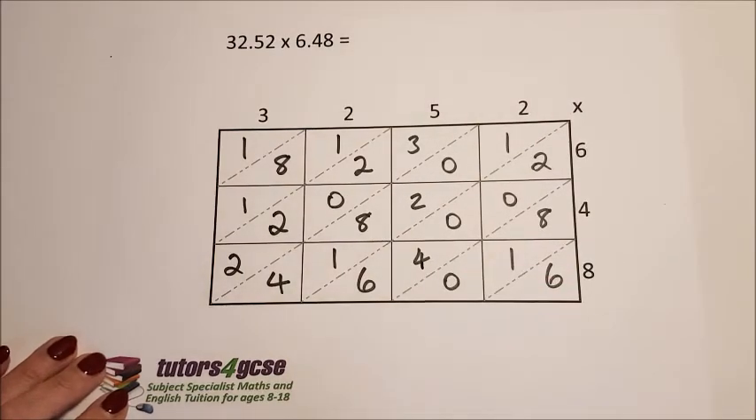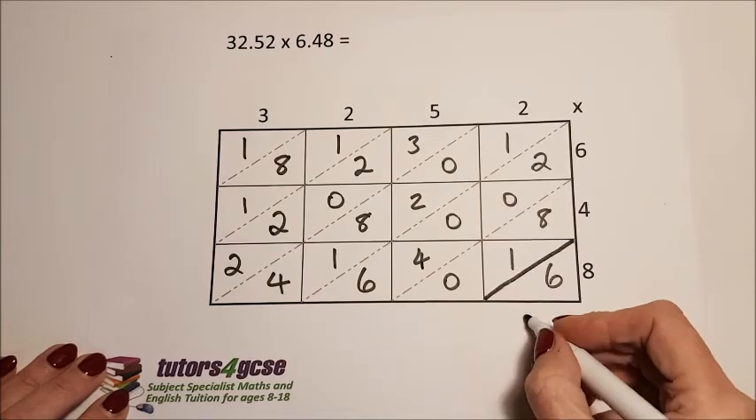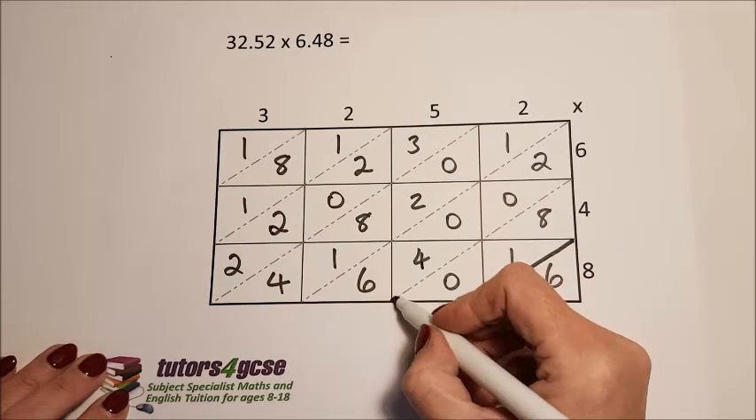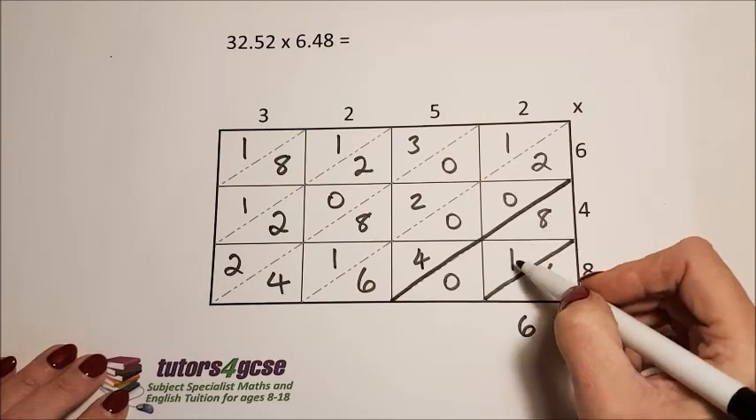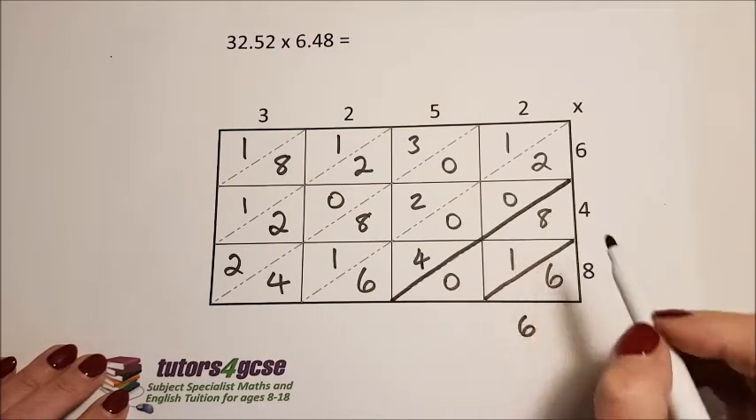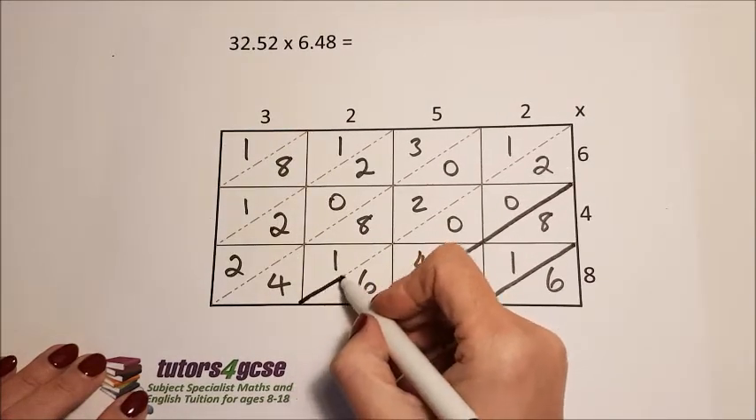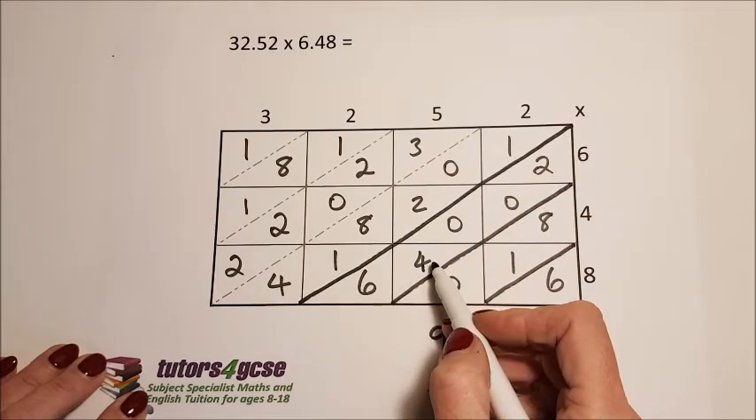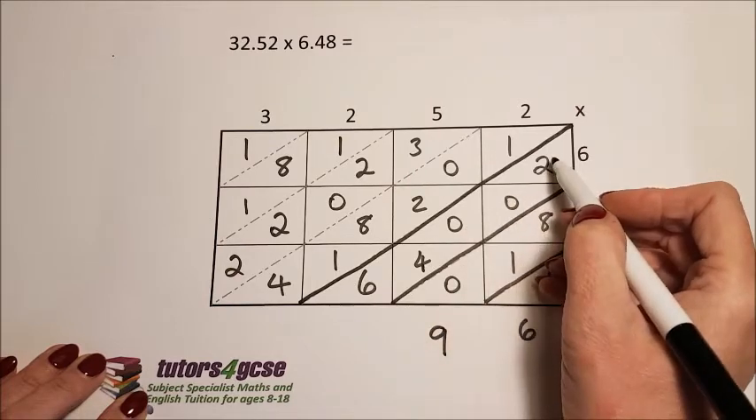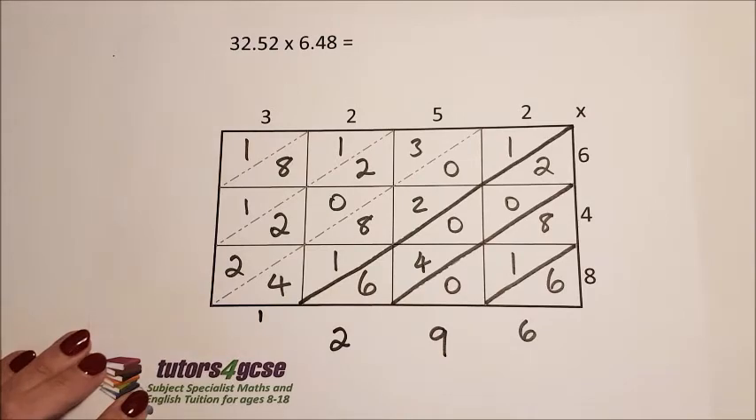I've done all of the multiplications. All that remains is to add up along the diagonal lines. So below the first diagonal line, we just have a 6. Between these two, we have 8 plus 1 plus 0. So 8 plus 1 is 9 and 0. The next two diagonal lines. So here we have 6 plus 4, which is 10, plus nothing, plus another 2 is 12. 2 down, carry the 1.